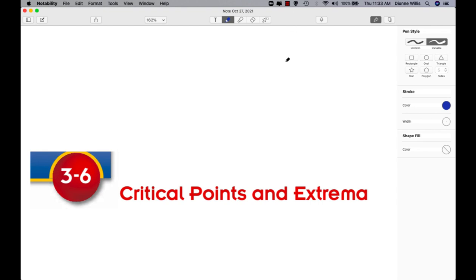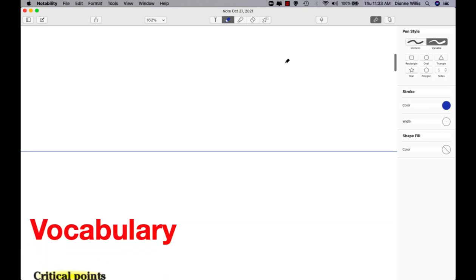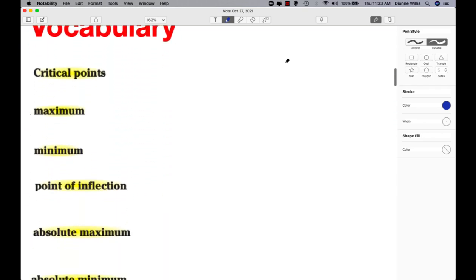Hey, pre-calculus, here we are in section 3.6 looking at critical points and extrema. Our vocabulary has a lot of terms, and I think that the best way to do it would be to kind of create pictures. So I'm going to draw a few shapes, a few figures to help us understand exactly what we're looking at.